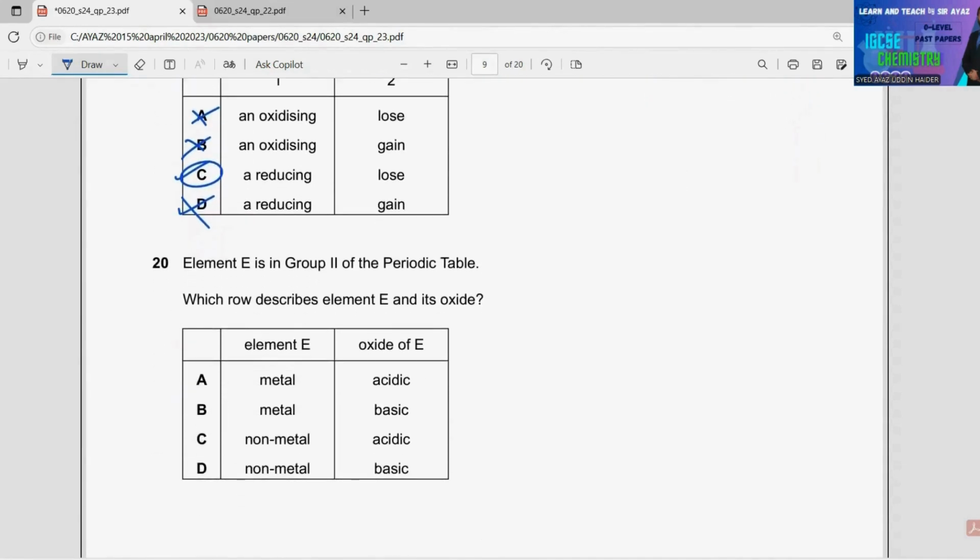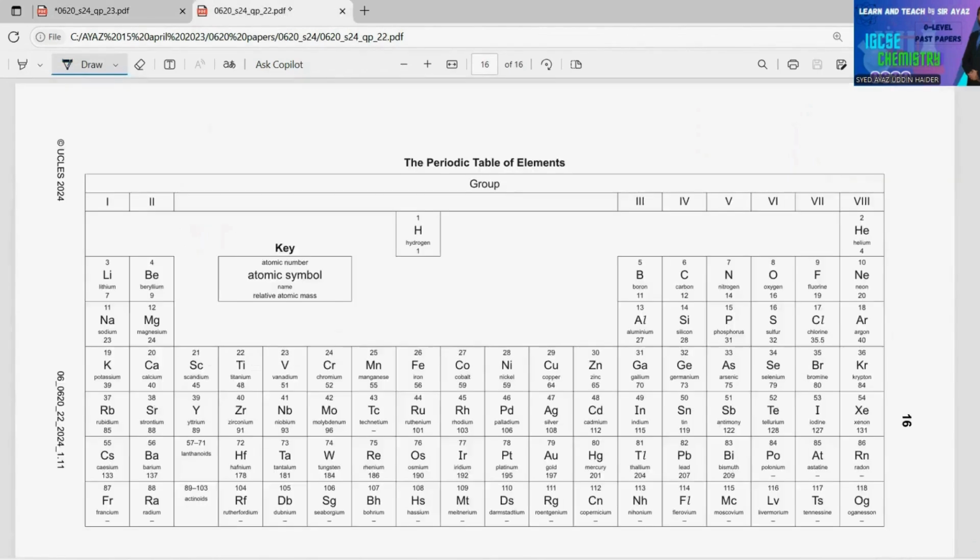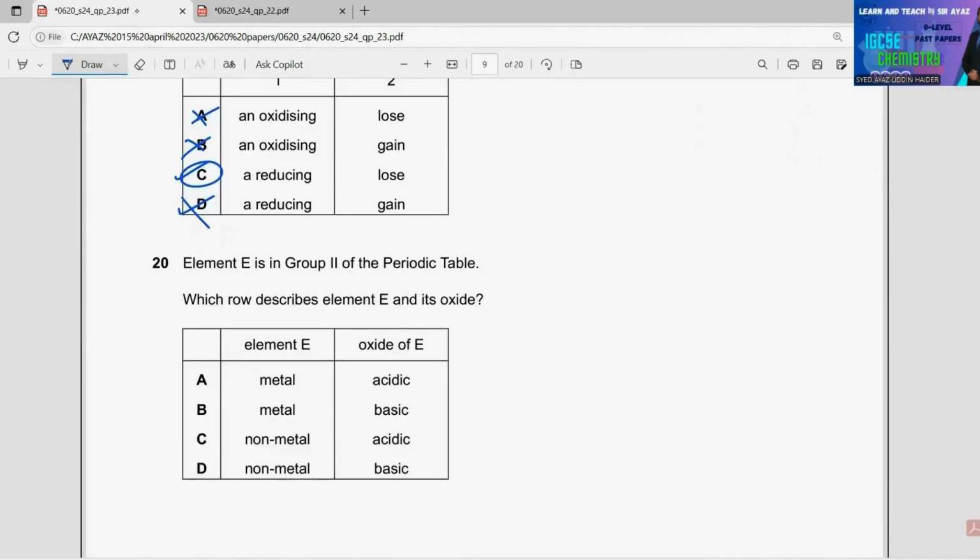Number 20. Element E is in group 2 of the periodic table. Which row describes element E and its oxide? Here's group 2. Group 2 elements are metals, and the oxide must be basic. So B must be the right answer in this case.